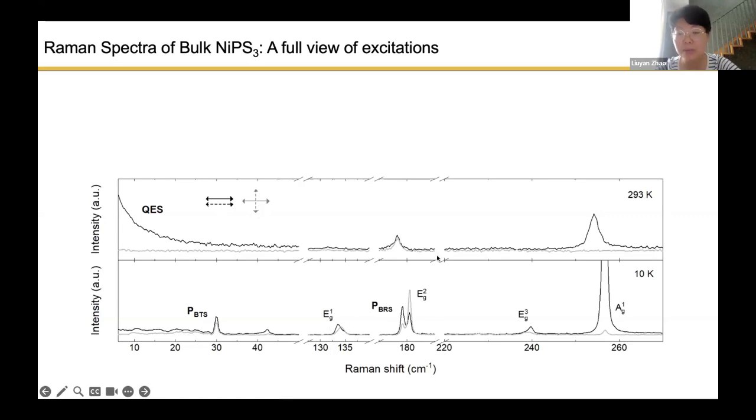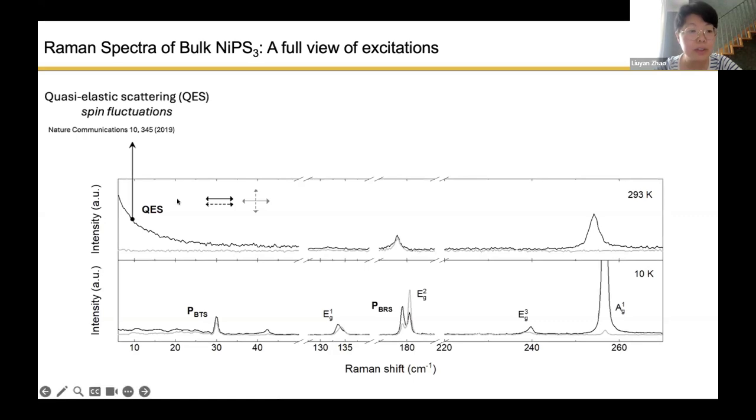So there are quite some features. Let's go one by one. The first feature is this very long tail that extends from the very low energy to about 40 wave numbers, and it only appears at high temperature. This long tail is attributed to quasi-elastic scattering that probes the spin fluctuation in the system, which has been reported in the literature.